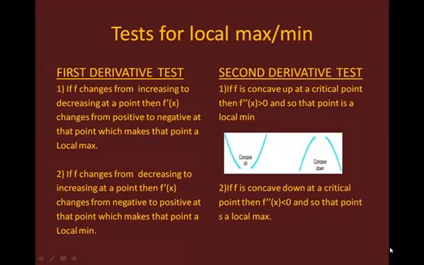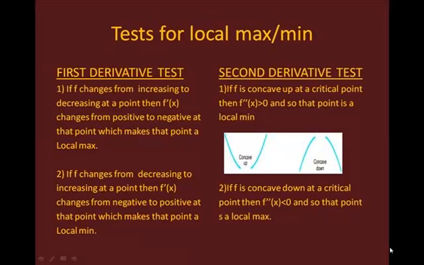The second derivative test uses the second derivative to figure out if we have a local max or min. If f is concave up at a critical point, then that means that the second derivative is greater than 0, because remember, the second derivative tells us about concavity. So if you look at the picture of concave up, you can see that if it's concave up, that point is going to be a local minimum. Similarly, if f is concave down at a critical point, then the second derivative is going to be less than 0, so that point will be a local max.